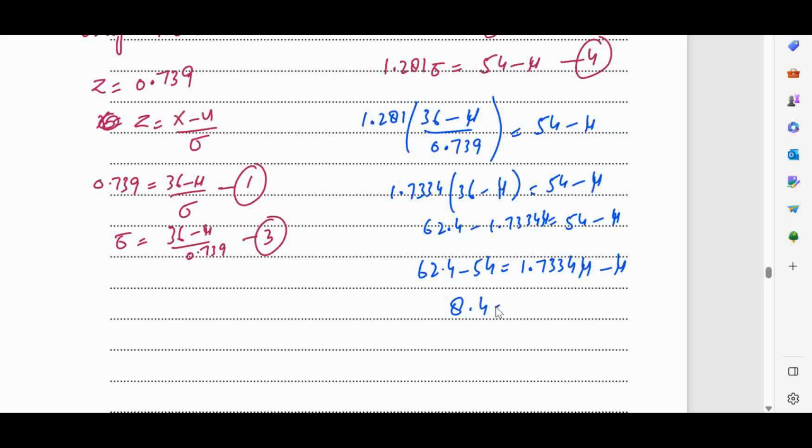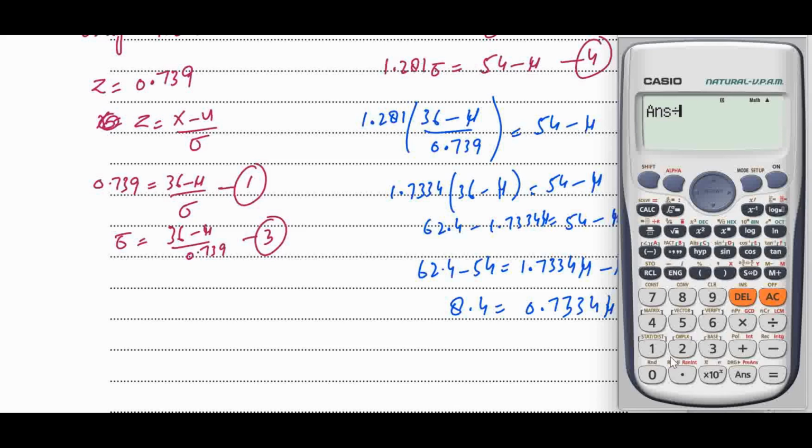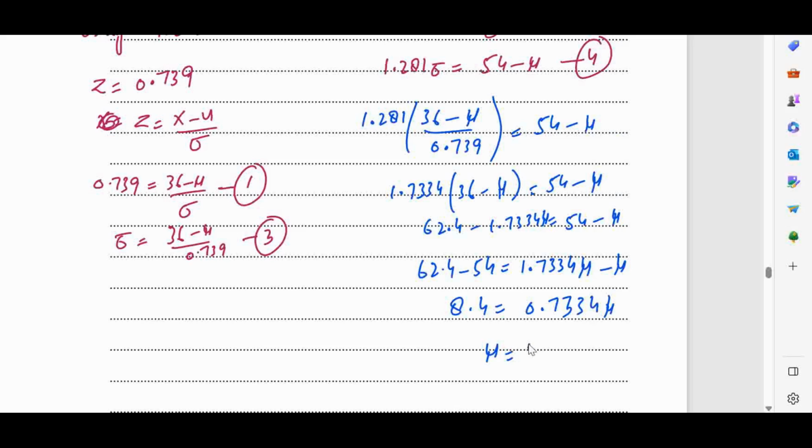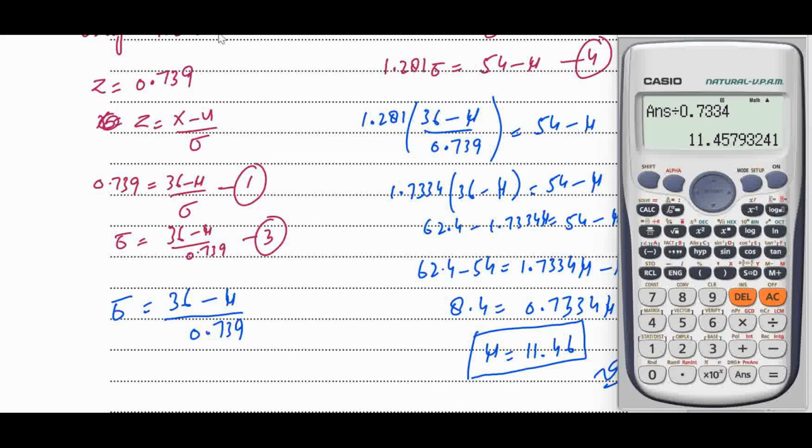So 8.4 is equal to 0.7334 mu. Divided by 0.7334, this will be equal to 11.46. So mu will be equal to 11.46. This will be the answer for mu. Now we can put it to the other side, just put it over here.